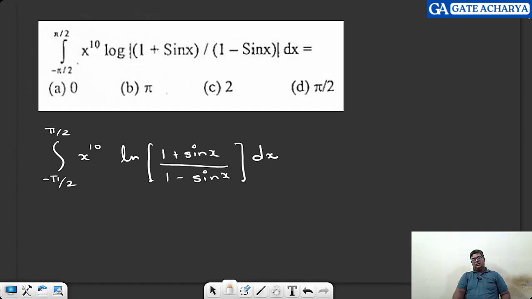Okay, so this is our function here. Now what is the answer of this? Okay, so guys, this is a very complicated function. First of all, there is no standard formula for log function. So obviously standard formula cannot be applied.